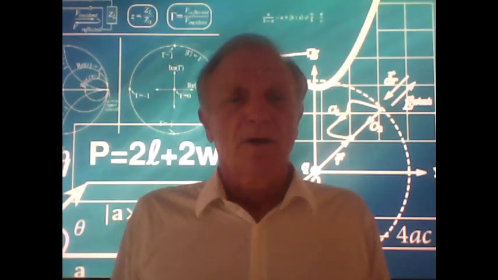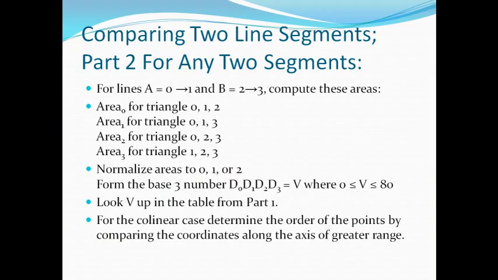So we compute four areas, one for each triangle formed by an endpoint and the other line. We only care if it's negative, 0, or positive. We can store these as 0, 1, and 2. Now we have four numbers that can each be one of three values. We can form a 4-digit base 3 number, and it will range from 0 to 80 because 3 times 3 times 3 times 3 equals 81. Let's consider a simple case.